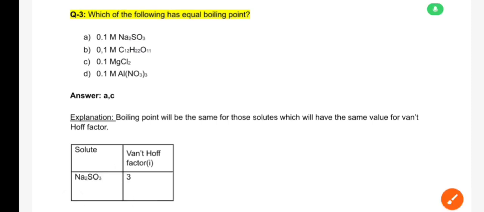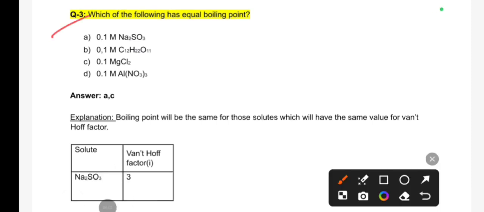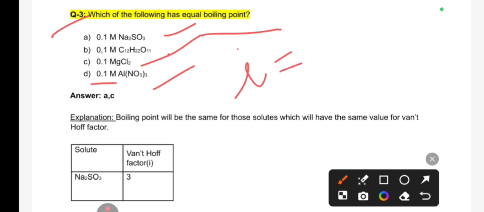Now our next question is, which of the following has equal boiling point? 0.1 molar Na2SO4, 0.1 molar sucrose, this is the chemical formula of sucrose, MgCl2, and 0.1 molar aluminum nitrate. Okay, it is not a molar, it is a molarity. So you should know which one has equal boiling point, which will have the same value of Van't Hoff factor. It means those compounds which have the same value of i will have the same boiling point, nearly equal to each other.